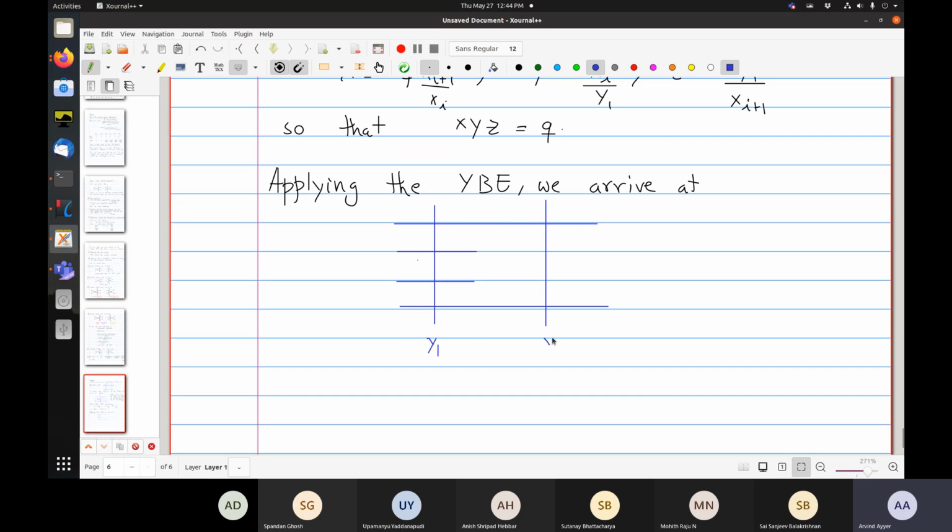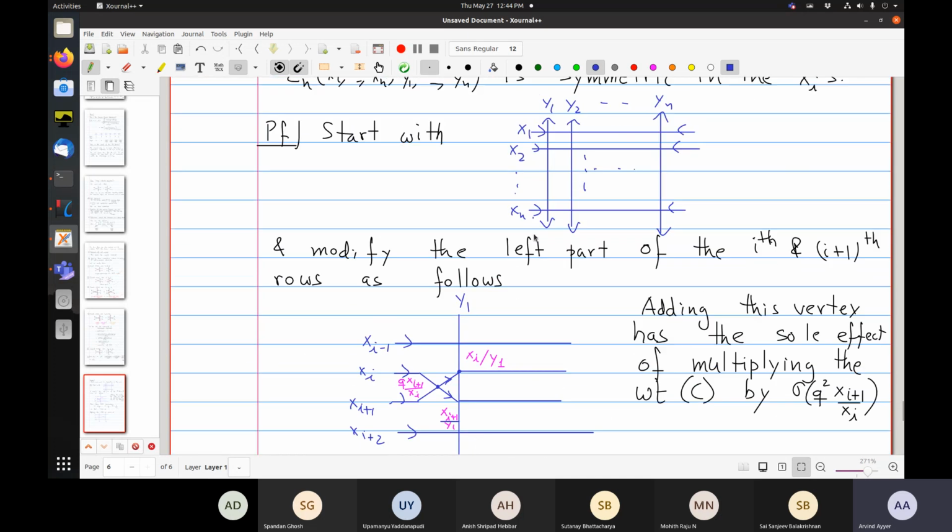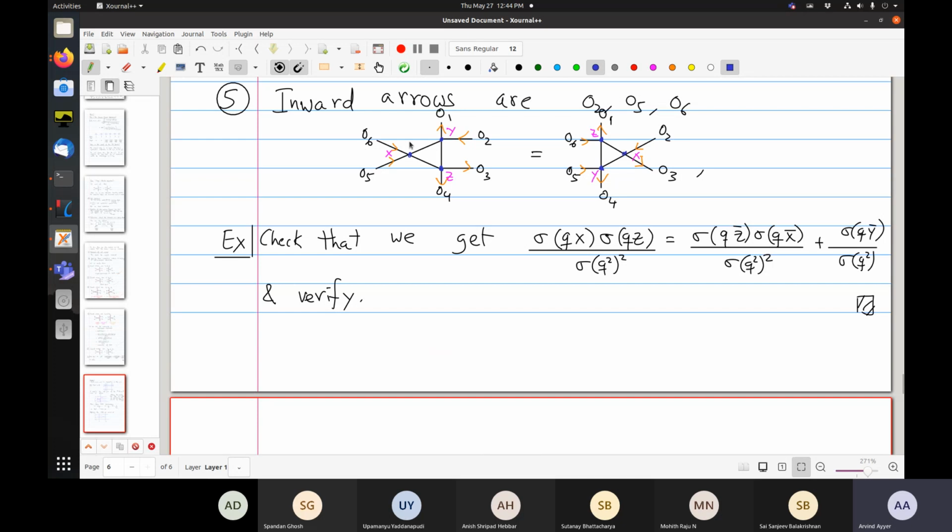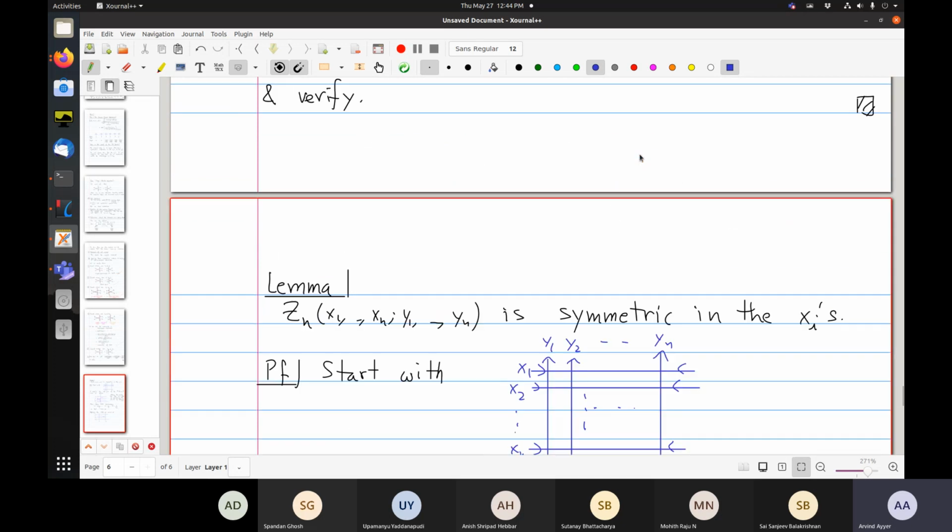This is y1, y2, xi minus 1, xi plus 1, xi plus 2. And now this goes like so. And let's look at the right hand side. So now this x which was here goes here.